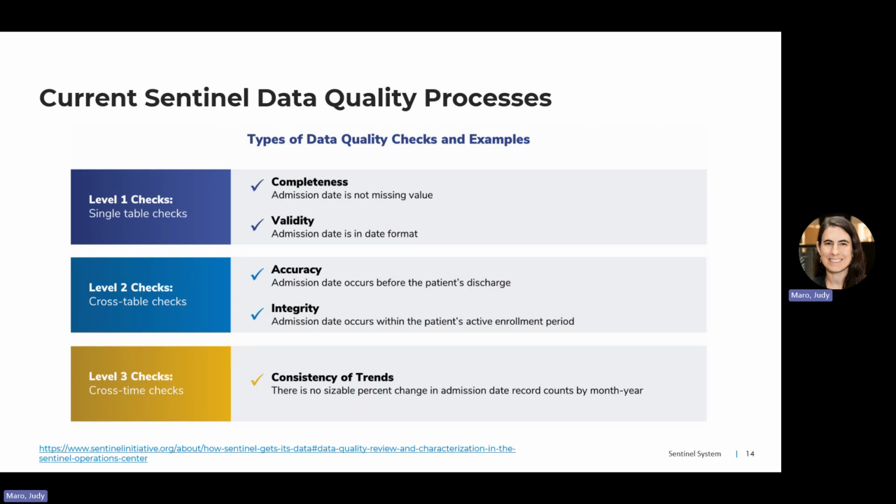There are checks for the completeness of data, for the validity of data being in the right format, for the accuracy of data within a patient's longitudinal record, for the integrity of data within that patient's longitudinal record, and for consistency of data over time. Because we annually increment this data set, we are looking for whether there have been abrupt changes from year over year when we add new data. And so that consistency is always an important part of our process.